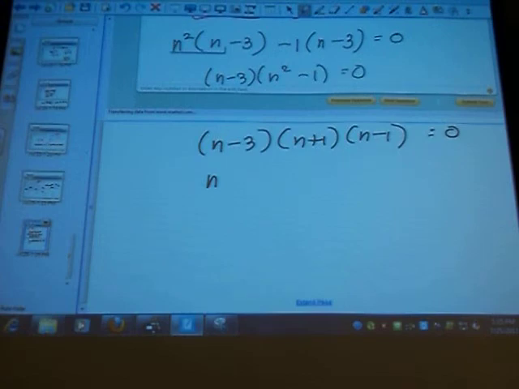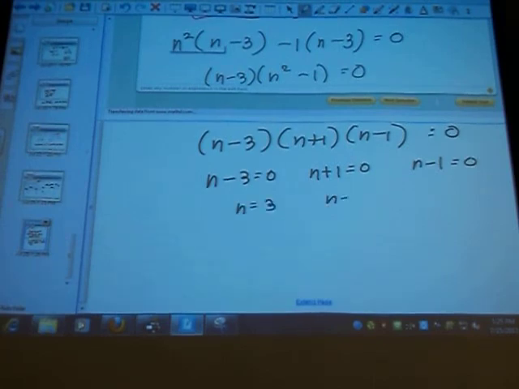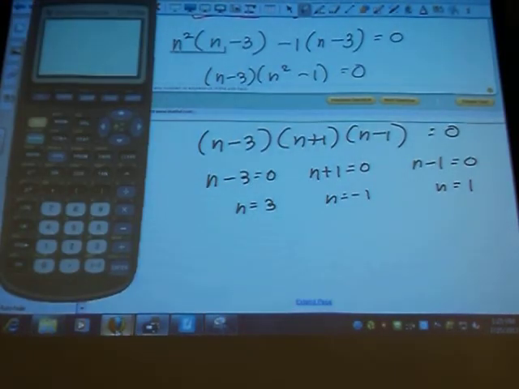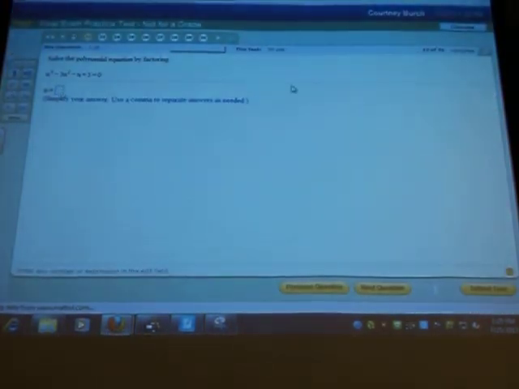Solutions. Once you've factored, you set all of your factors equal to 0. So my answers are n equals 3, n equals negative 1, n equals 1. So you just write 3, comma, negative 1, comma, 1. Right? Yep. Okay.